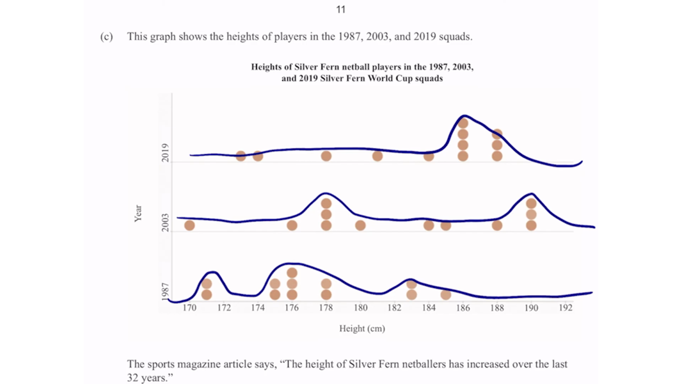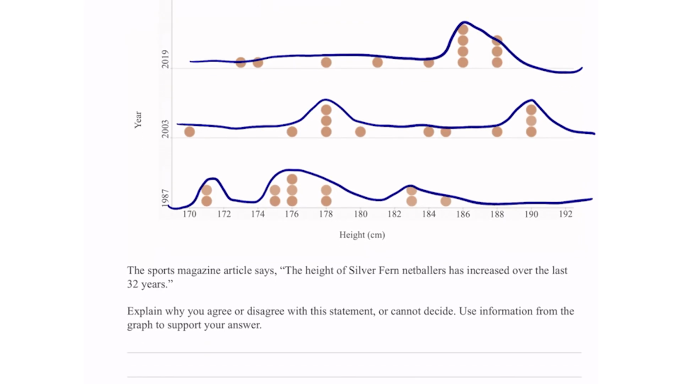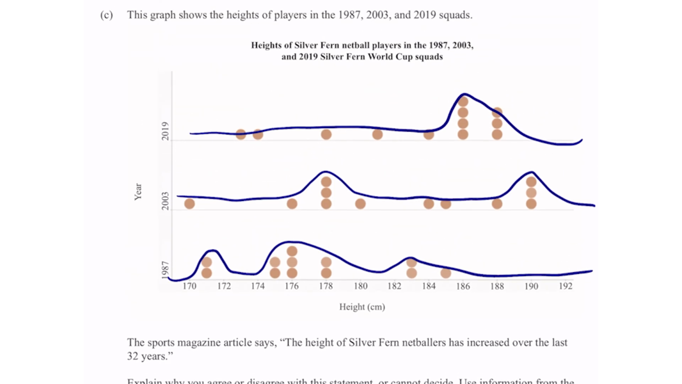Yeah, it's quite interesting. If we look at it from a whole data set, the data kind of peaks. The peaks between 1987 and 2003 are quite similar, but then you've got this kind of big peak here at the end, and then the larger peak is kind of here in 2019, right? So here's the thing. Can I agree with this statement totally? The height of Silver Fern netballers has increased over the last 32 years. Honestly, it's hard to say without more information.